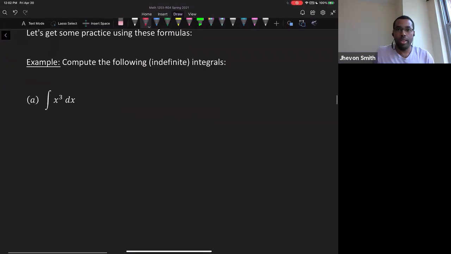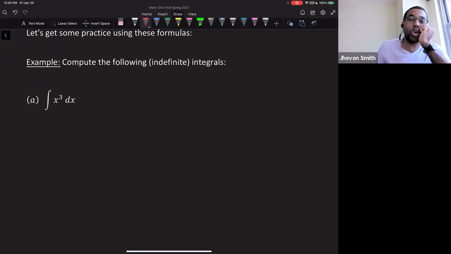Compute the following indefinite integrals. So we looked at the integral of x squared earlier. What would be the integral of x cubed, right?